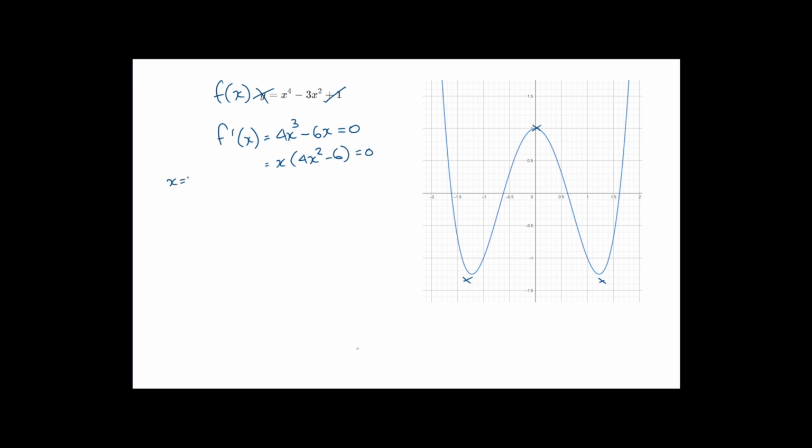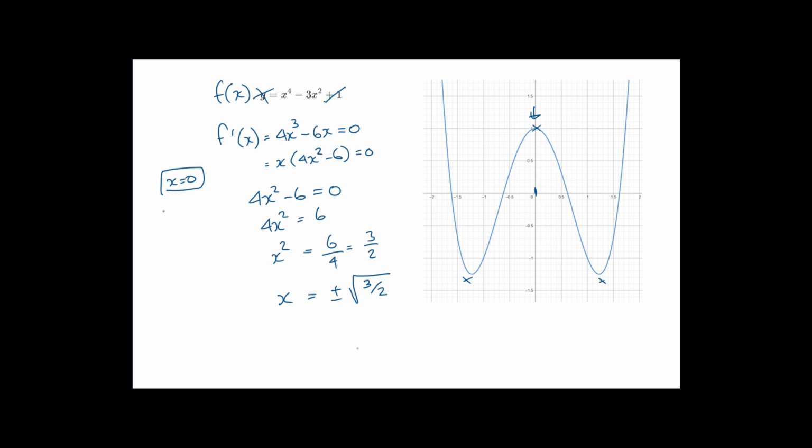So we know that x equals 0 is a solution, which kind of makes sense because here's x equals 0 and it's going to be there. Therefore we will want to find 4x squared minus 6, set that equal to 0 and solve. So let's do a little bit of algebra. Let's add 6 to both sides. So 4x squared equals 6. x squared equals 6 over 4, which is 3 over 2. So therefore x must be equal to plus or minus the square root of 3 over 2.